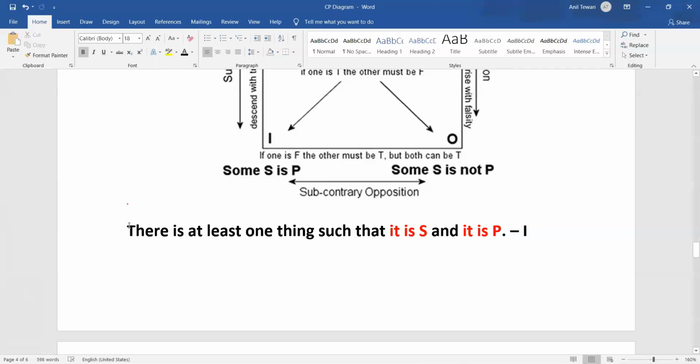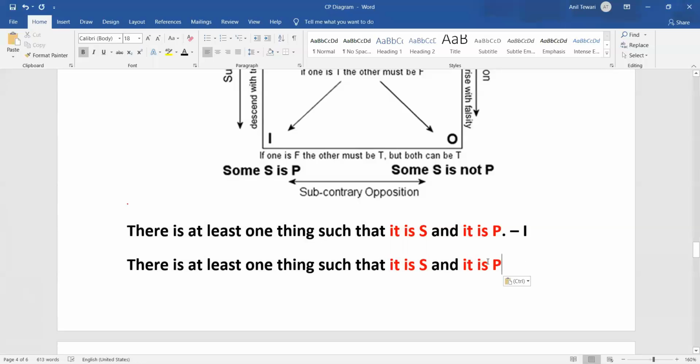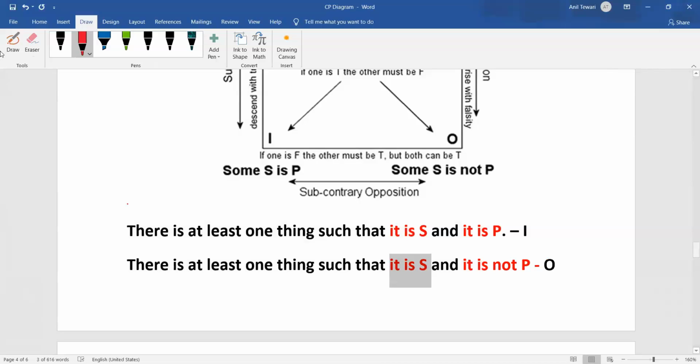And if you reformulate the O proposition, what will you write? The reformulation of the O proposition is: there is at least one thing such that it is S and it is not P. So if this is false, then what is going to happen? If this is false, then what will happen? I becomes false because there is a conjunction here. Similarly, here this is becoming false, and because of conjunction, the entire O proposition is becoming false. So both I and O are becoming false, on the condition that there is no member in the subject class.